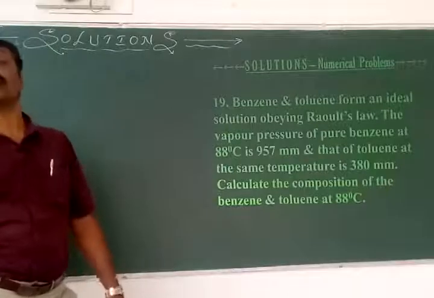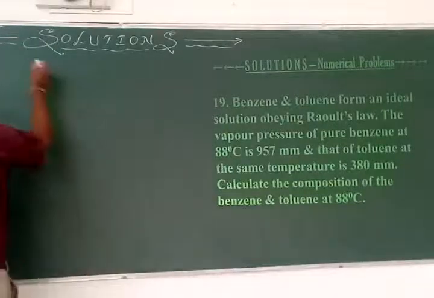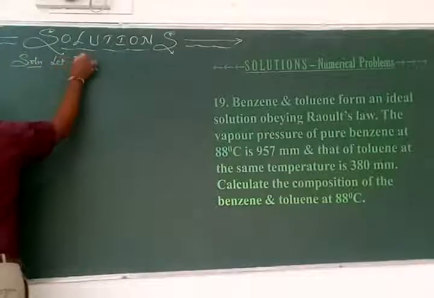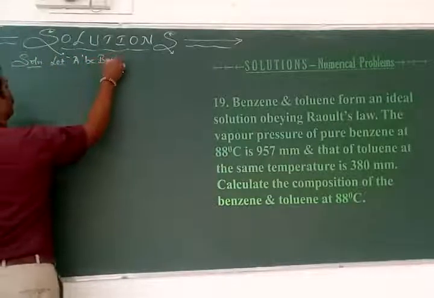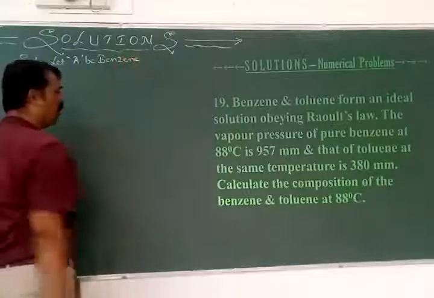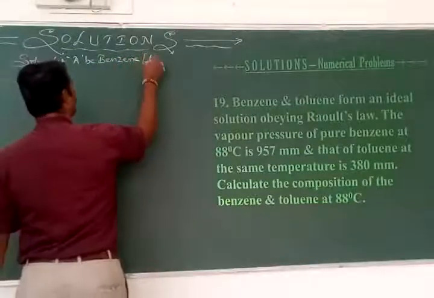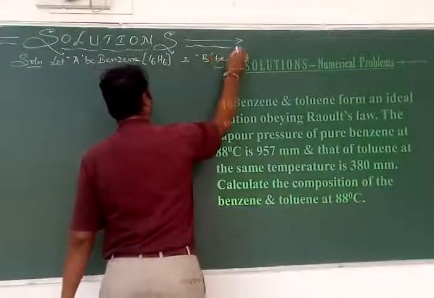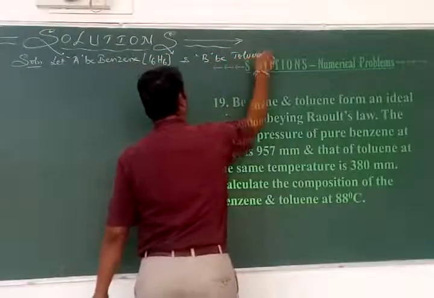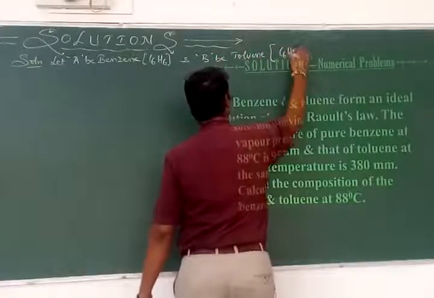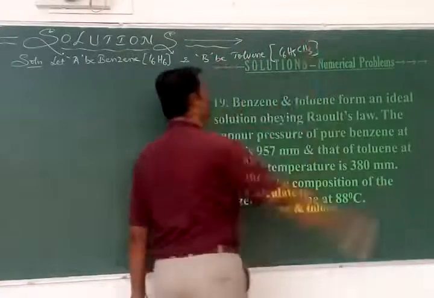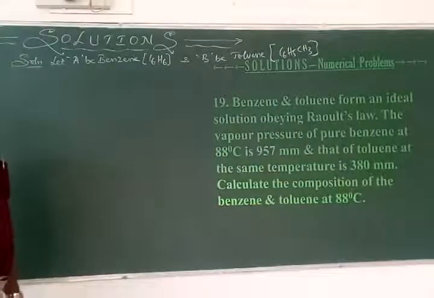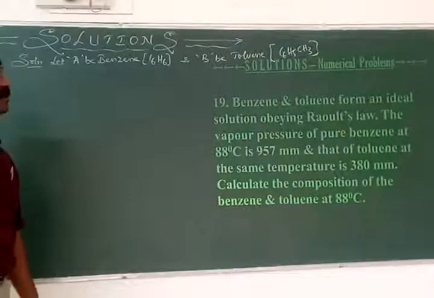Again, we have two liquids called benzene and toluene. Let me first make it very clear. A is benzene, having the formula C6H6, and B is toluene. The toluene formula is C6H5CH3. Methyl benzene is also called toluene.